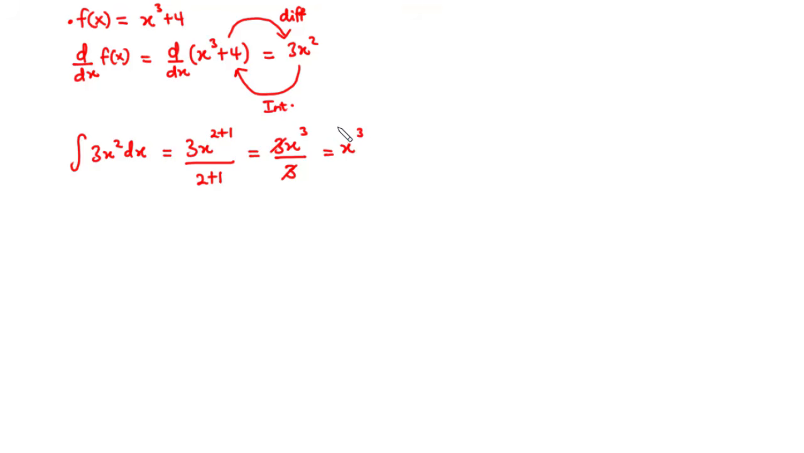Now looking at these two expressions, you realize that they are different from each other. Here we have x cubed plus 4, and then here we have x cubed. Initially, we said that if we integrate this function, then we were expected to get the original function back. However, we got something quite different. We have x cubed instead of x cubed plus 4. So how do we explain this?